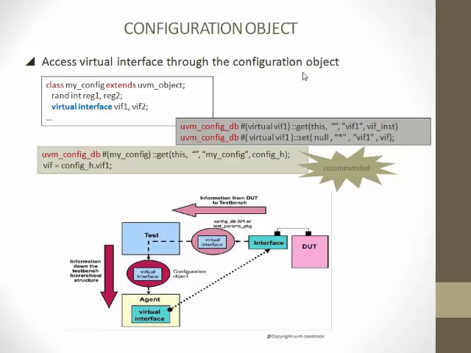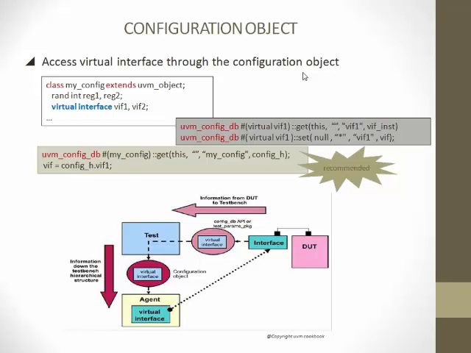So normally the virtual interfaces, I'm just going to focus on the virtual interfaces. Given an environment, typically how do you access a virtual interface? Most of the time what we do is we push the virtual interface into the configuration database within the driver or within the agent virtual interface. Now the recommendation here is, let's say you have a series of virtual interfaces or many instances of virtual interfaces, right? So we can group all of them and push them into the configuration object.